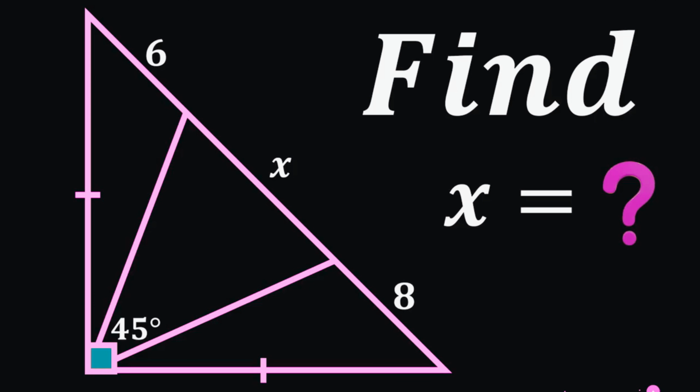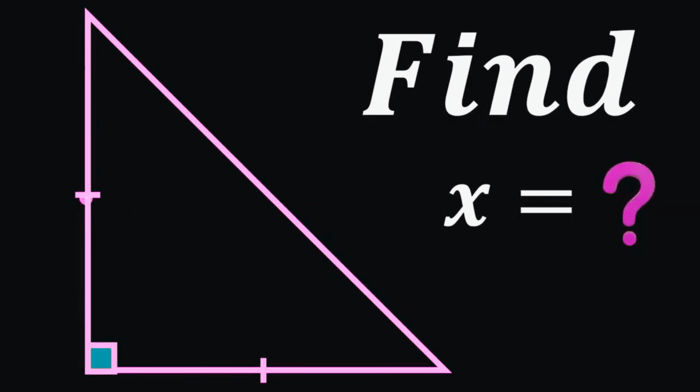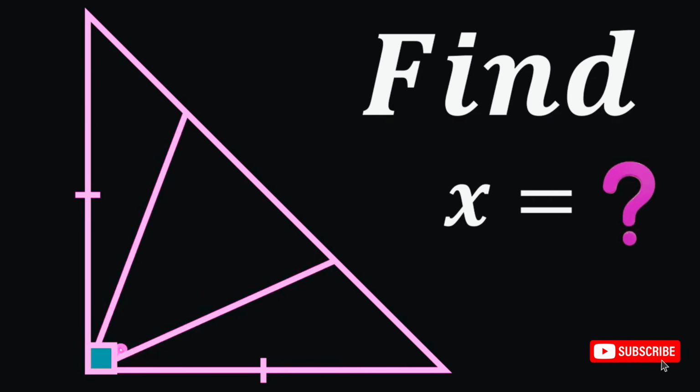This question is suggested by one of our followers, and the question goes like this. This figure contains a right triangle, an isosceles right triangle. Now let's draw two segments, wherein this angle measures 45 degrees. Now this length measures 6 units, and this segment measures 8 units.